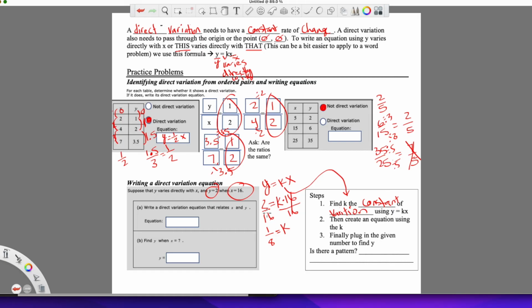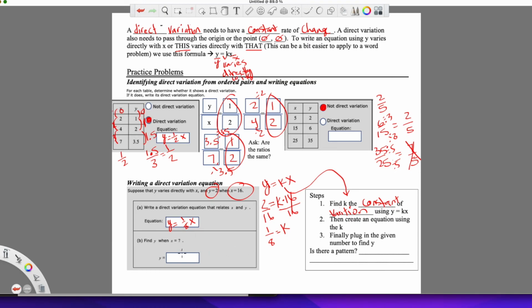So I have my constant of variation. So now I can just plug this guy back into that equation up top there. So I'm going to have y equals 1/8 x. So that's my equation. Now I'm going to use this equation to answer part B.